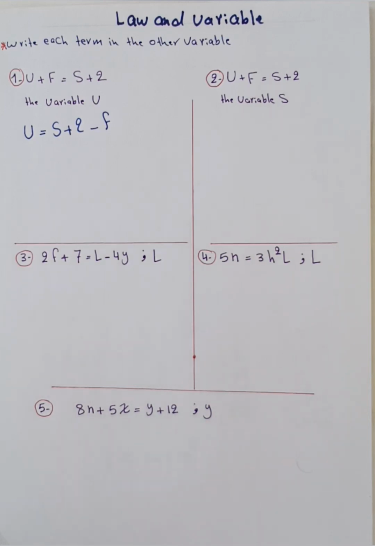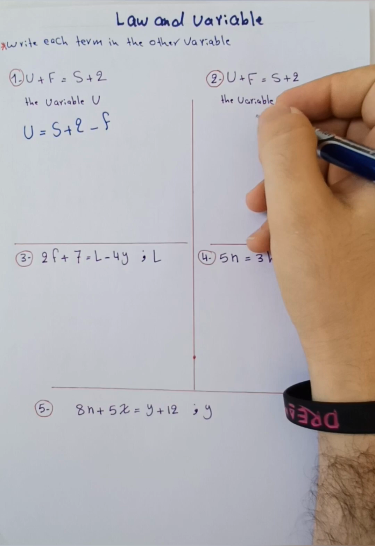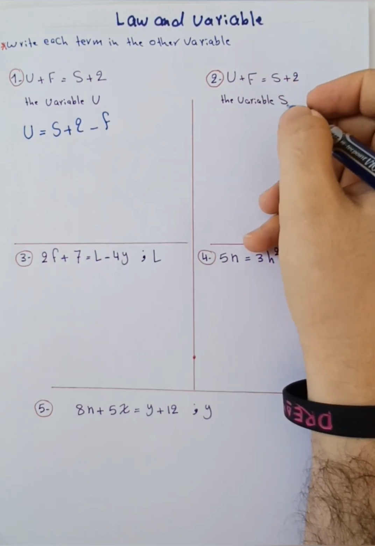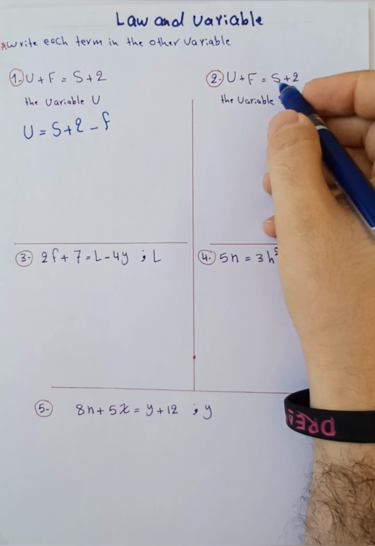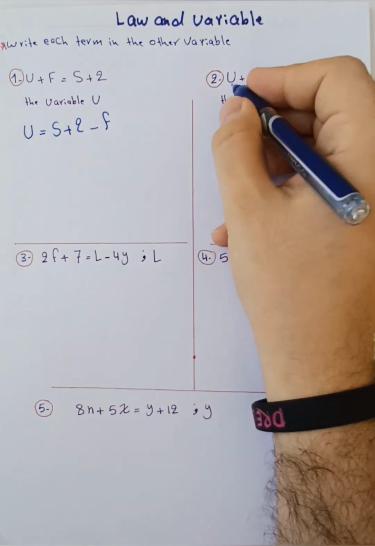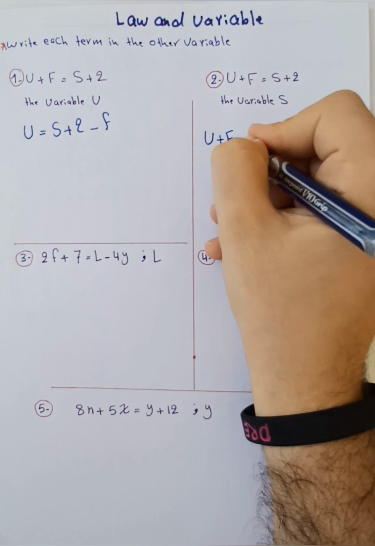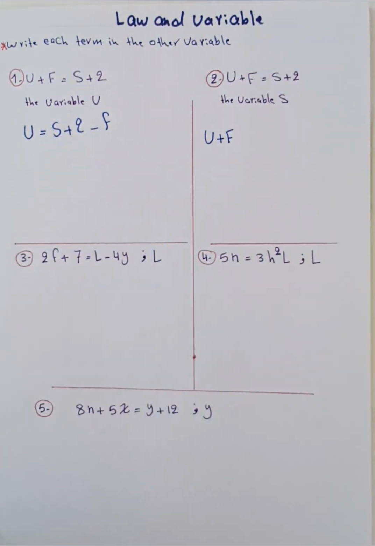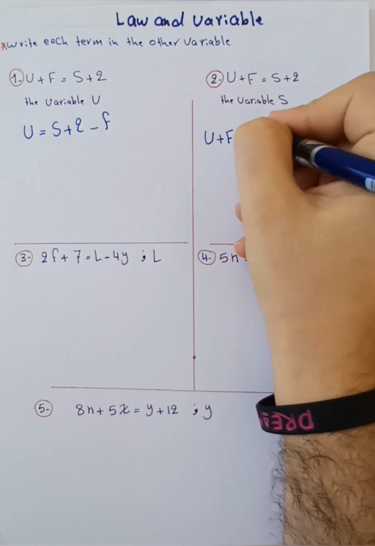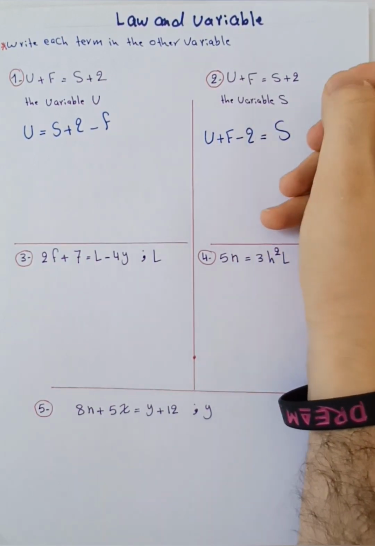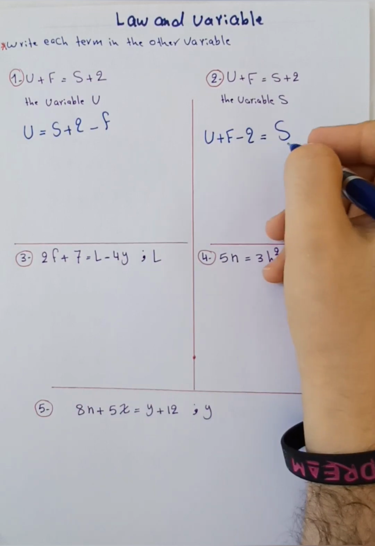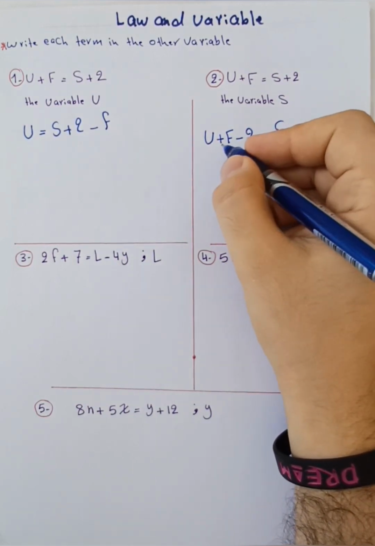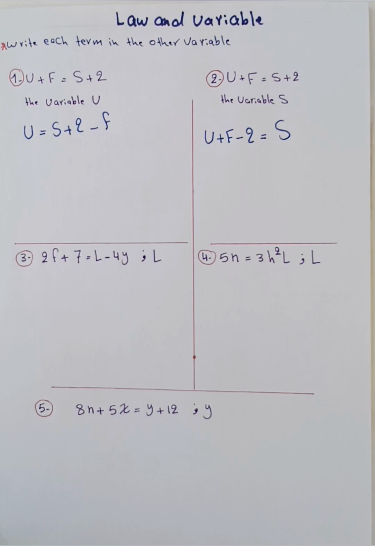Example number 2, we have v plus f equal to s plus 2. The variable s, it means we have to make the variable s stay alone. So we can write v plus f, and then we have to change the place of positive 2 to the left side. Positive 2 becomes negative 2 equal to s. So the variable s equal to v plus f minus 2.